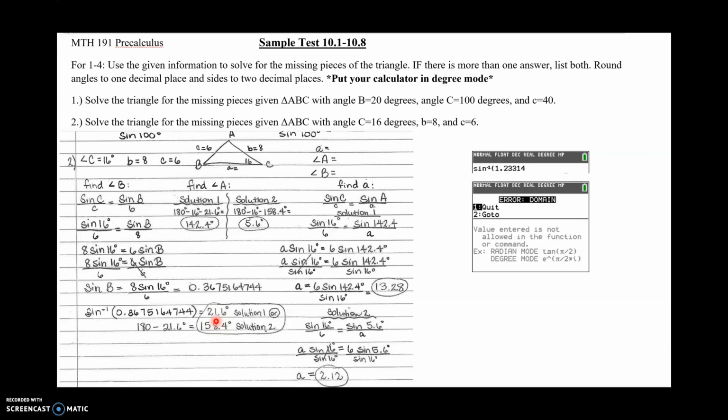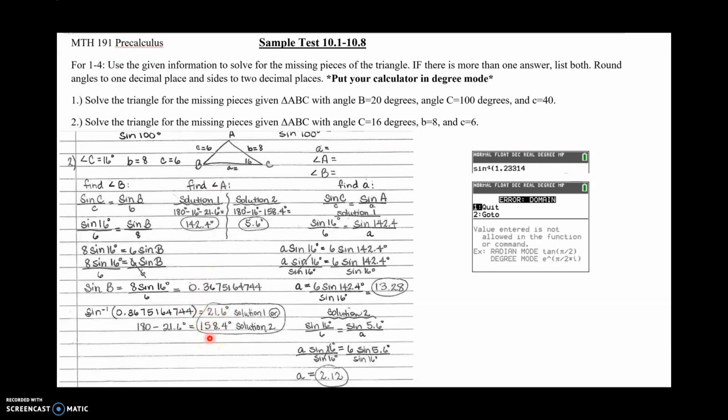And the way that I find that is my first solution is going to be what the calculator gives me. My second solution is always going to be 180 minus what the calculator gives me. So those are my 2 possibilities. If I come back up to my triangle, I could have 158 degrees right here for angle B and 16 degrees right here for angle C and still have room for angle A. So both of those are possibilities.